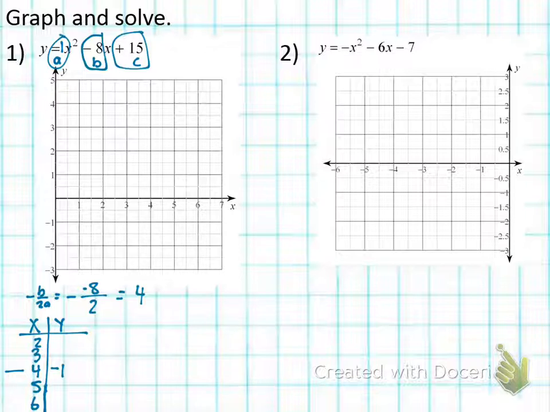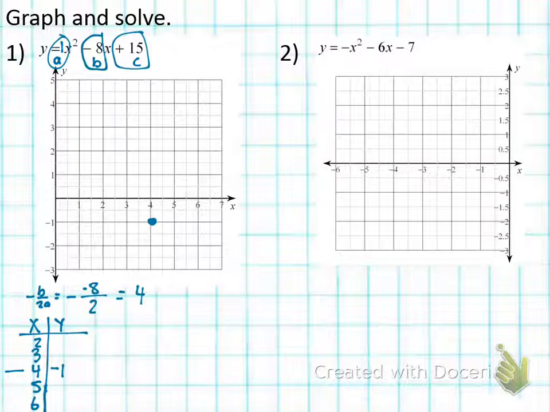Then I would solve for our vertex, which is 4. So I put it into my equation. 4 squared is 16, times 1 is 16. Then we have -8 times 4 is -32. So 16 minus 32 is -16. -16 plus 15 is -1. That means our vertex point is at (4, -1). This is not a negative sign, this is actually a little arrow.